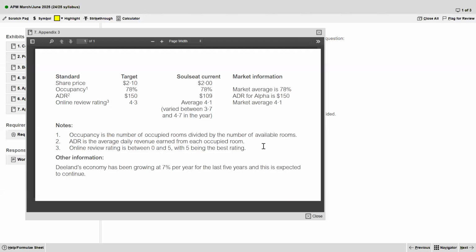Now, the standard, one of them is share price. The target is 2.1. The current for Solseed is 2.0. Market information is not available. For the occupancy, 78% is the target. Solseed current is 78%. Market average is also 78%. ADR target 150, ADR for Alpha is 150.